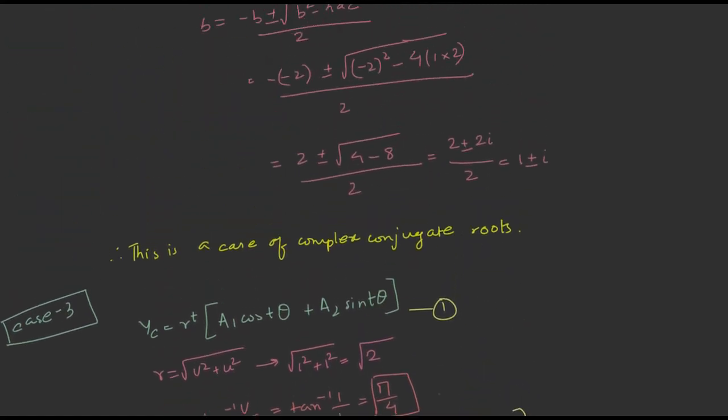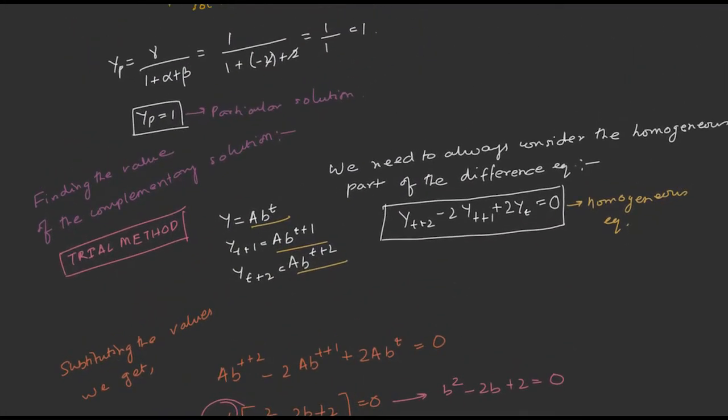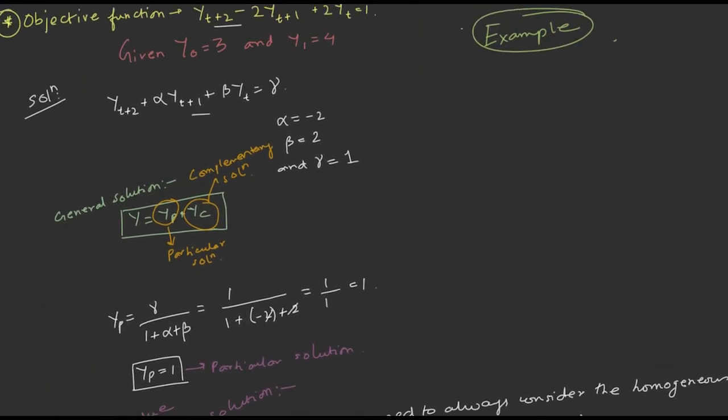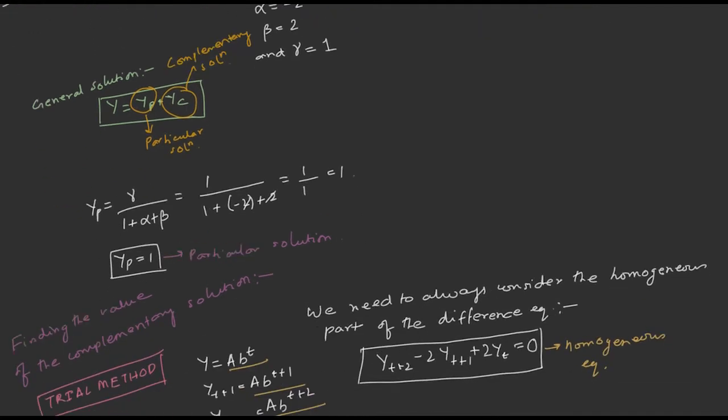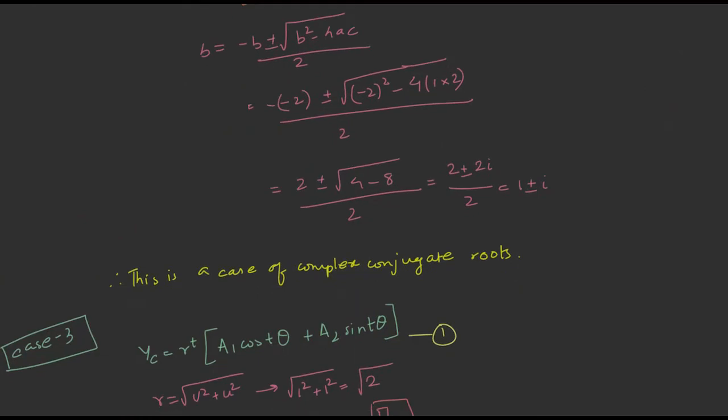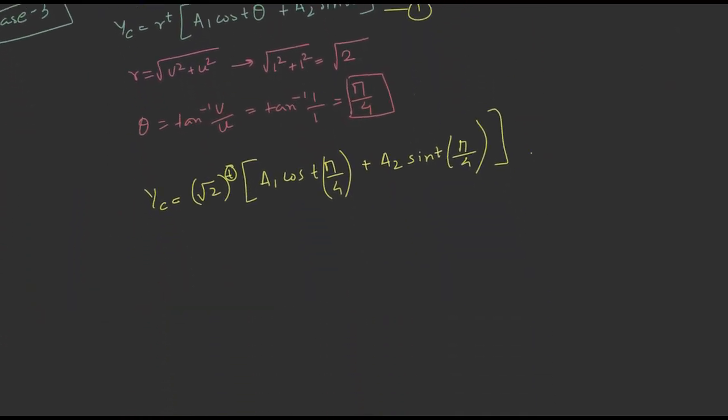Remember one thing, there was some additional information given in the question. So in the question it was given that y0 equals 3 and y1 equals 4. Okay, so at first we will put t equals 0.